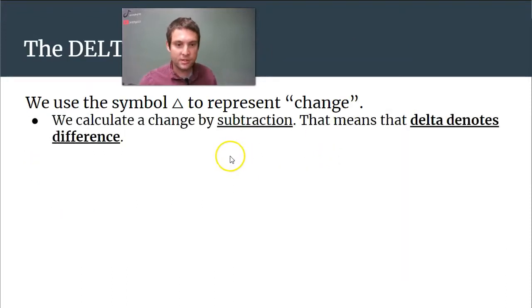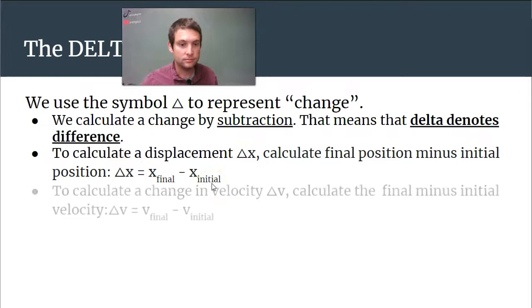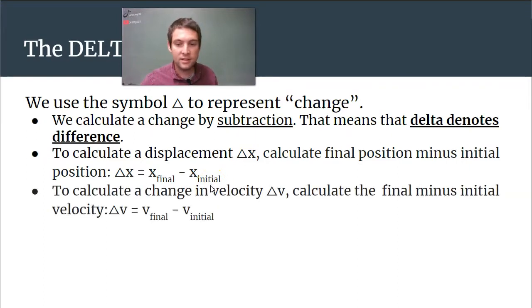Again, we use delta to represent change. We calculate change by subtraction. That means delta denotes difference. To calculate displacement, or delta x, calculate the final position minus the initial position. Delta means change. Change is final minus initial. To calculate average velocity, delta v. Delta means change. Change is final minus initial.